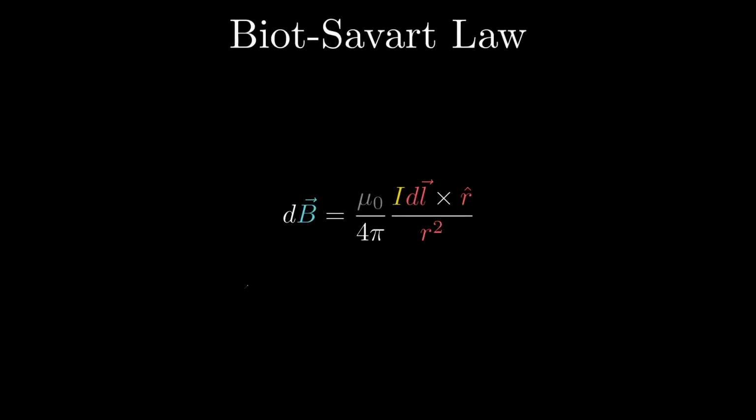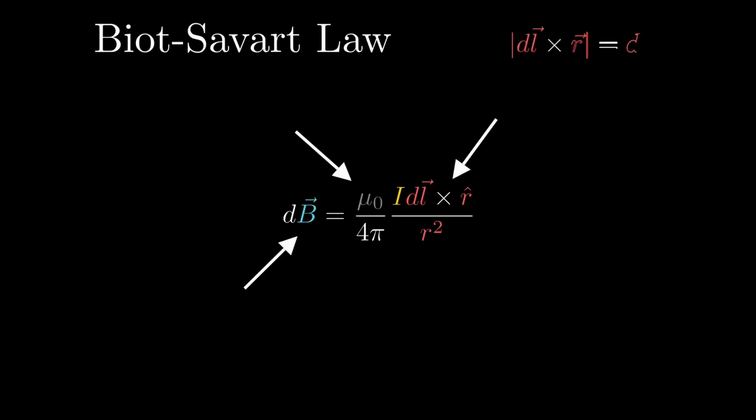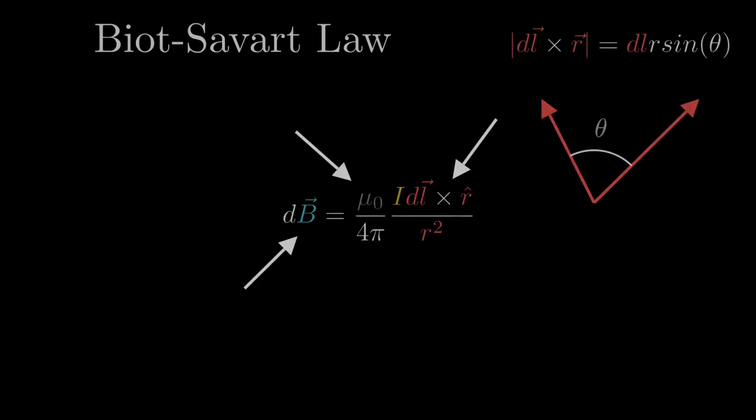So let's break it down. dB is a small slice of the magnetic field. The fraction out front is just a constant, so we're going to go ahead and ignore it for now. The cross symbol represents a cross product between dl and r, and its magnitude is the magnitude of each of the vectors times the sine of the angle between them. But the direction can be found with the right hand rule.